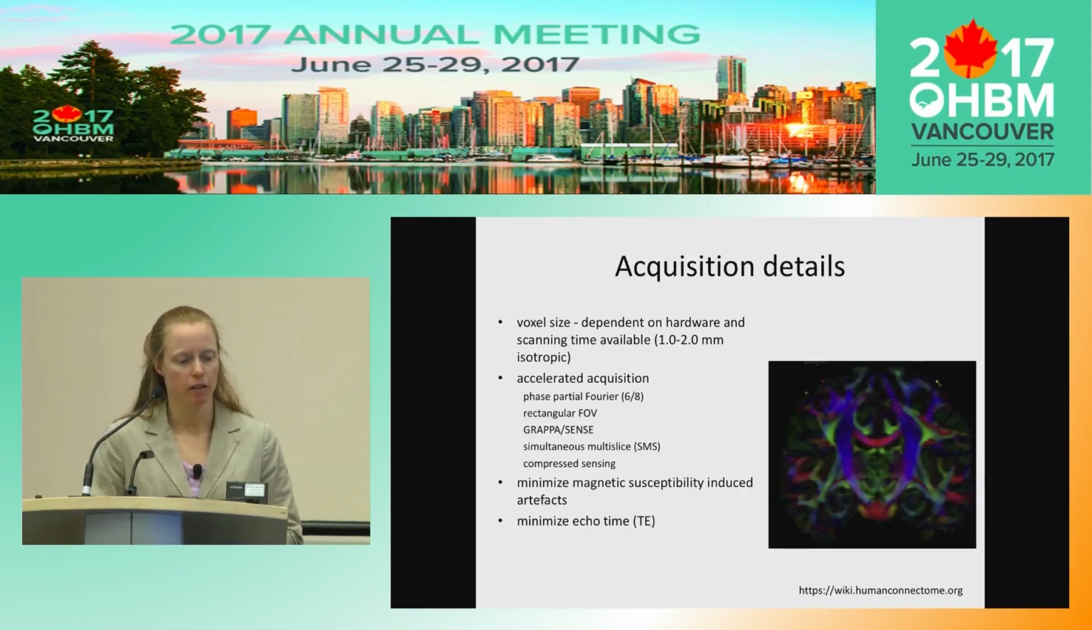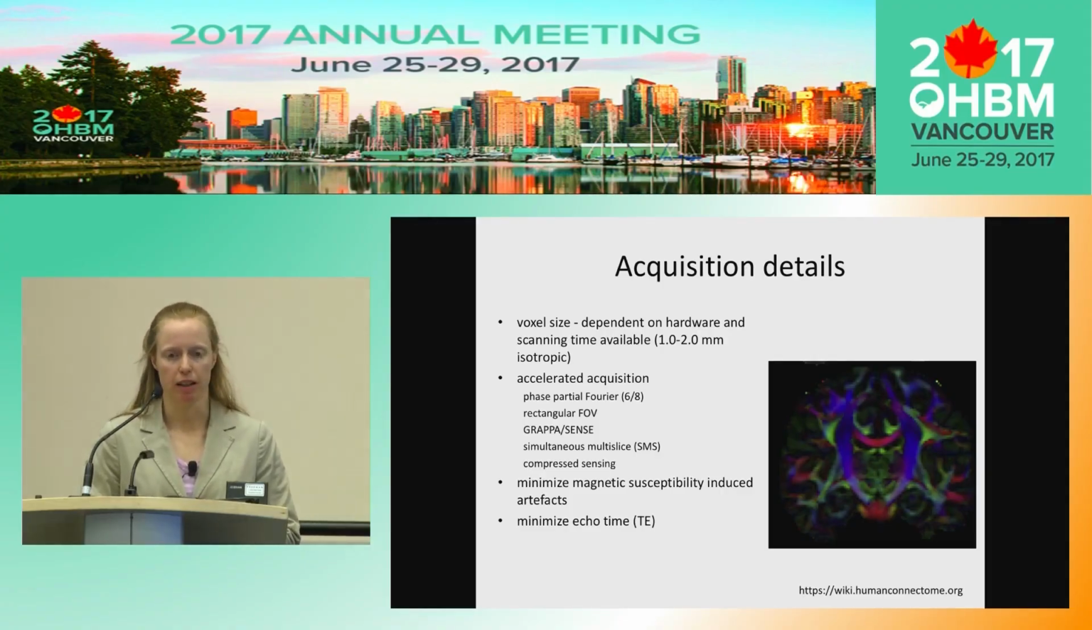So some other acquisition details: for diffusion studies, you'll generally be around a 2 millimeter isotropic voxel size, but I have seen as low as 600 microns with cutting-edge software and hardware. It's advantageous to accelerate the acquisition through a number of different approaches, including parallel imaging in the slice direction. Simultaneous multi-slice imaging is really revolutionizing what we can do with our diffusion encoding time.